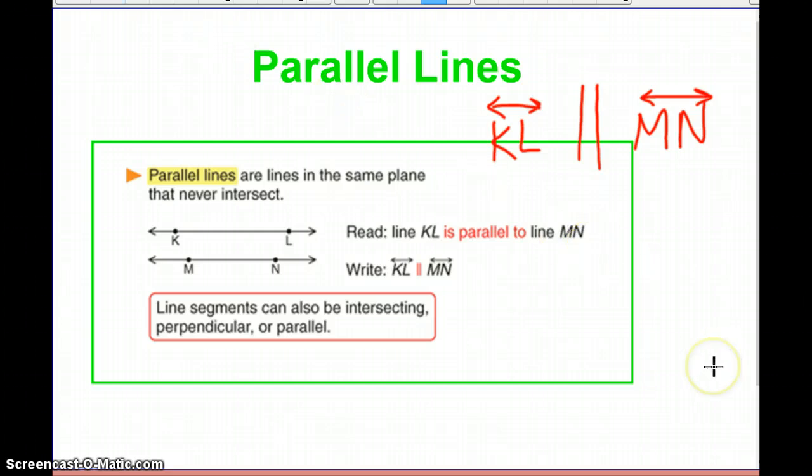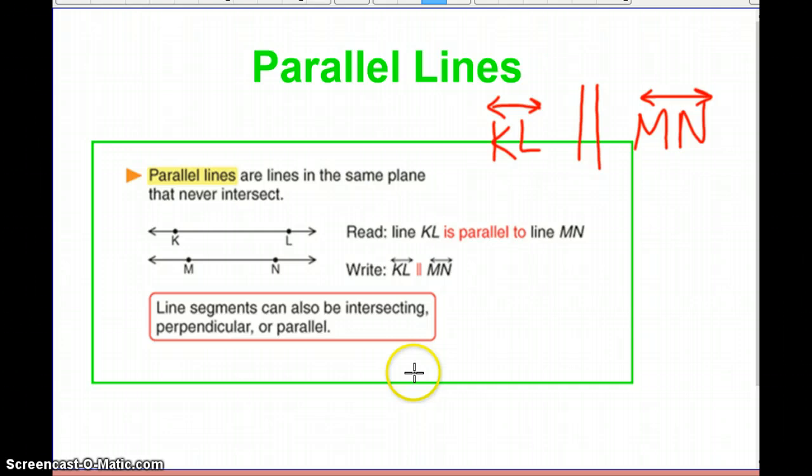This next one is parallel lines. Parallel lines are lines that will never ever intersect. They will never ever cross. These lines will go forever and ever this way, forever and ever this way, and they will never cross each other. They will never intersect, and so they're considered parallel.